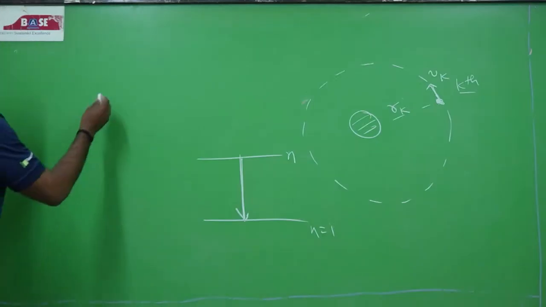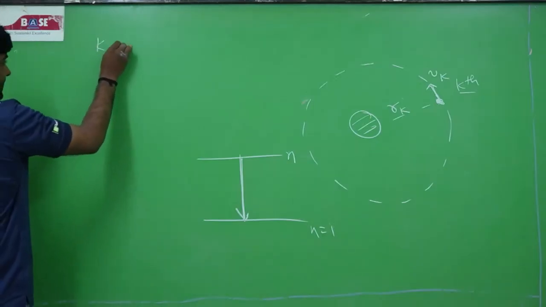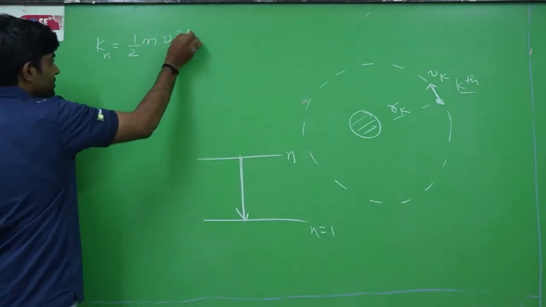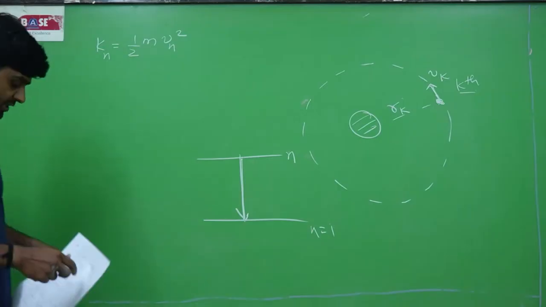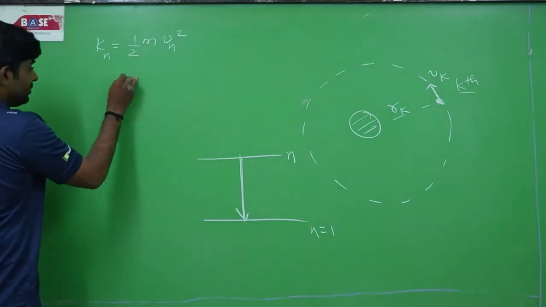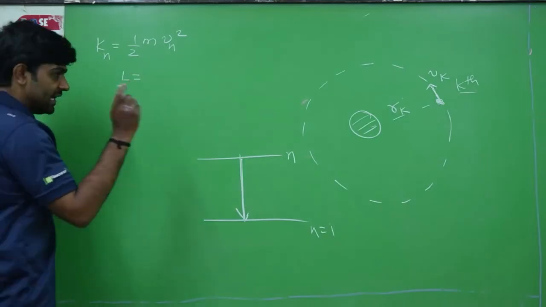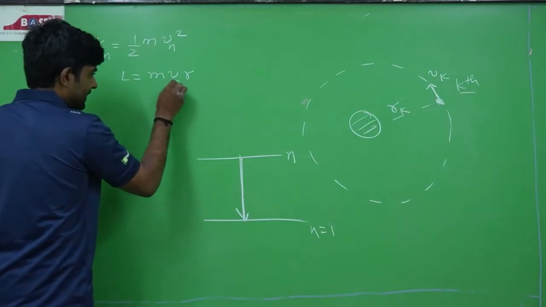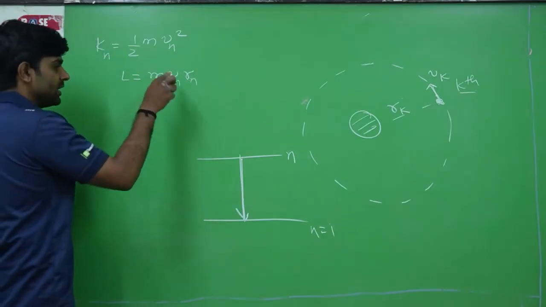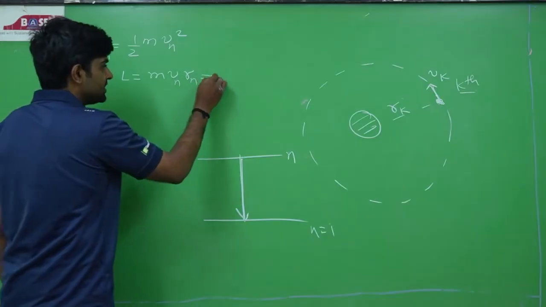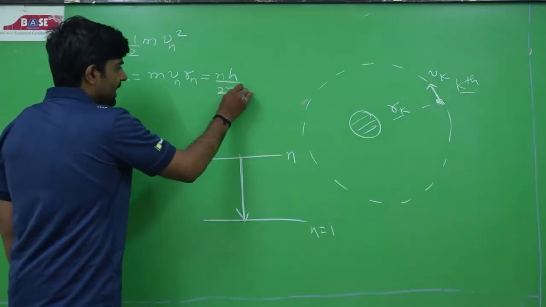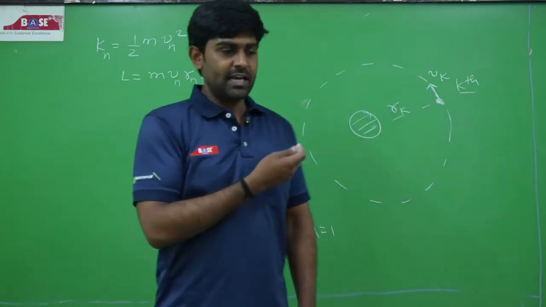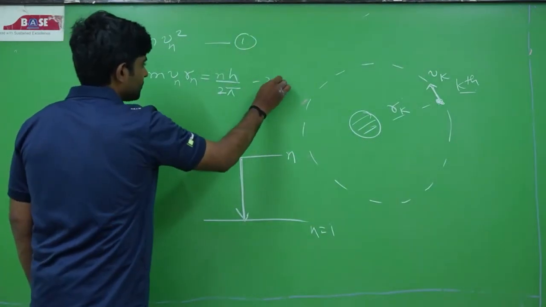We have the kinetic energy of the particle in the nth orbit, given by half mass of the electron times velocity in the nth orbit squared. This is the basic expression for kinetic energy. We also know that the angular momentum of an electron in the orbit is given by mvr. So we have vn Rn, velocity and radius corresponding to the nth orbit, which is equal to nh by 2 pi. We know this from Bohr's postulate. So we have these two equations, right?